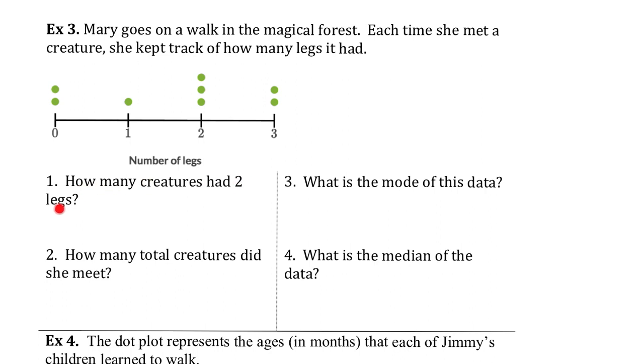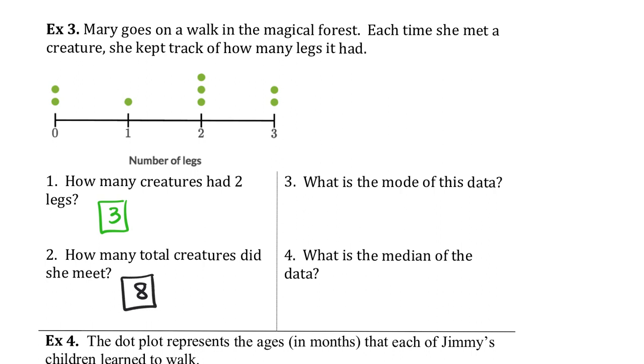So how many creatures had 2 legs? At 2 legs, there are 1, 2, 3 dots. So there were 3 creatures that had 2 legs. Okay, how many total creatures did she meet? Well, she had 2 with 0 legs, 1 with 1 leg. So 1, 2, 3, 4, 5, 6, 7, 8. There were 8 creatures in total with various numbers of legs.